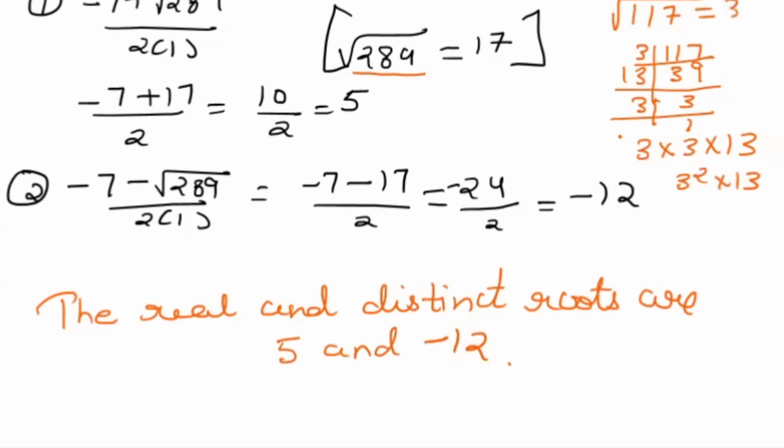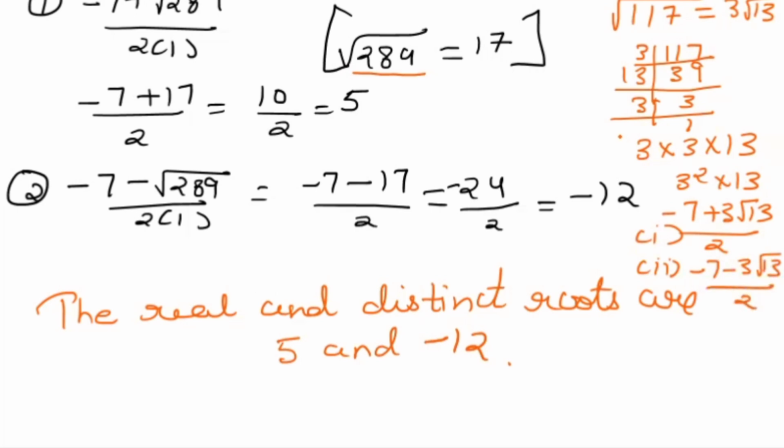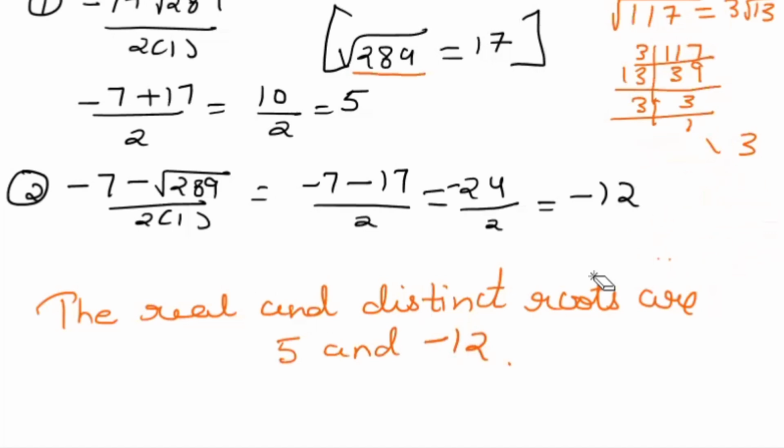3 square will be 3 when we are finding the square root. So we will write 3 under root 13 and find out the roots as this. Minus 7 plus 3 under root 13 upon 2, and minus 7 minus 3 under root 13 upon 2. Right? So it was just to explain.